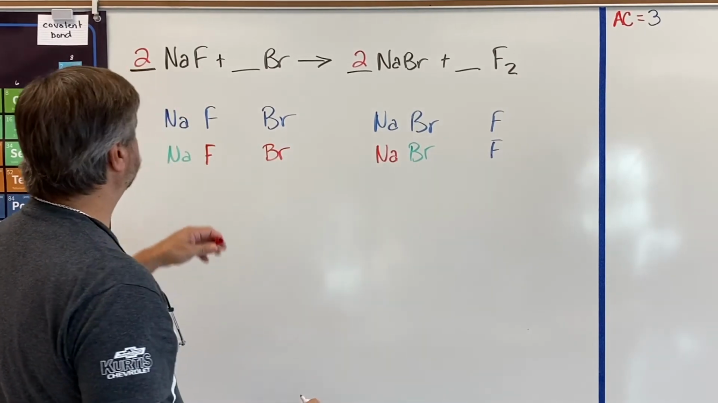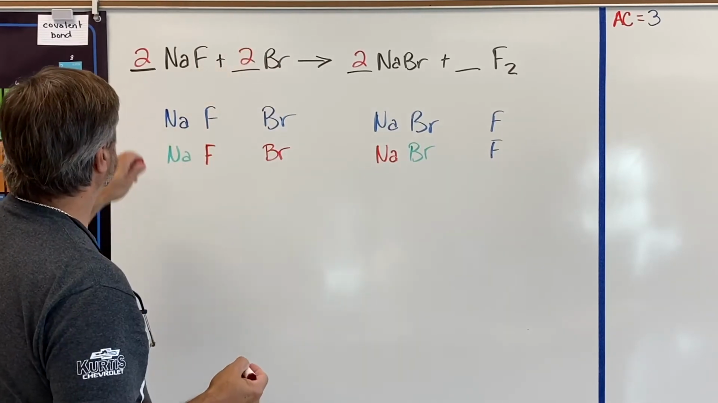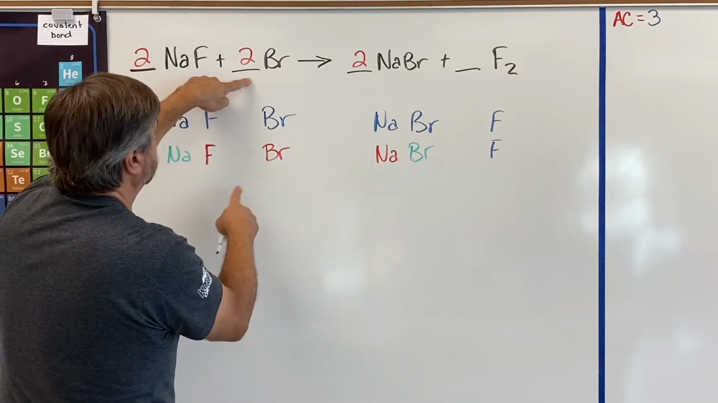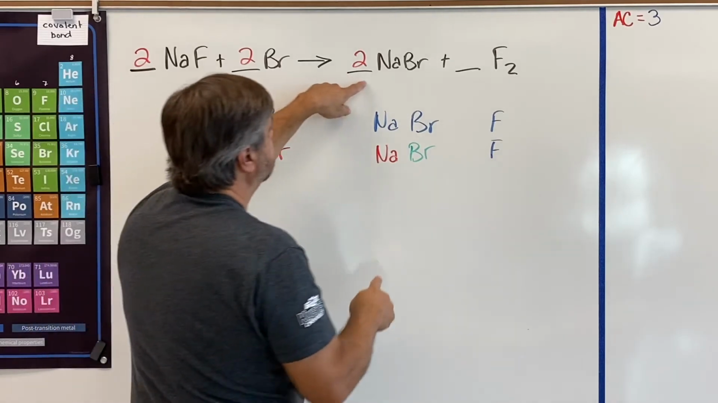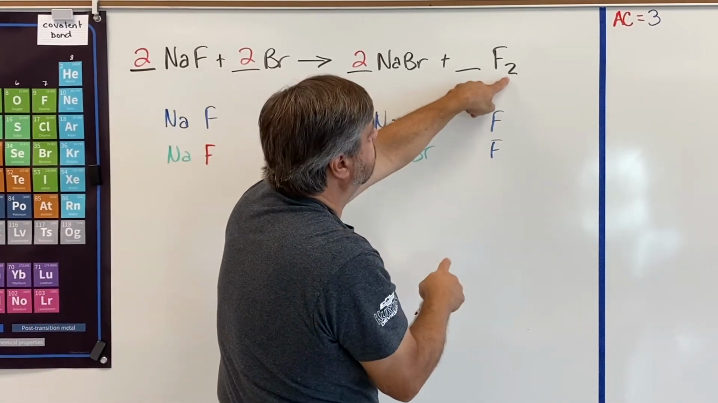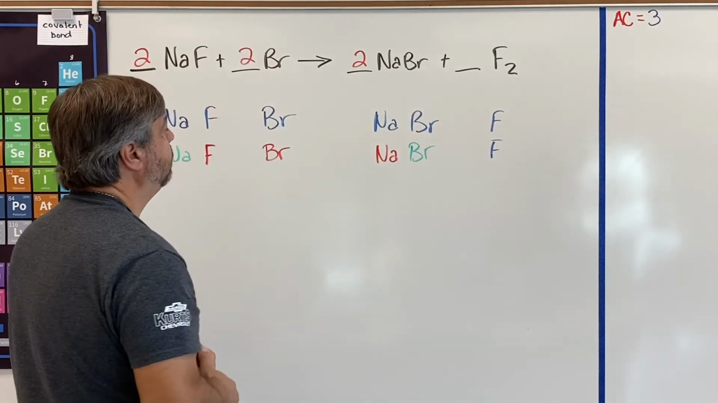All right, so what do I need to do up here then? If this is 2, then this has to be 2, right? So 2 times NA, NA, NA, 2 times F, F, F, 2 times bromine, bromine, bromine. Good there. 2 times sodium, both of those. 2 times bromine, both of those. 2 times F, both of those. Okay, that looks like that works now.